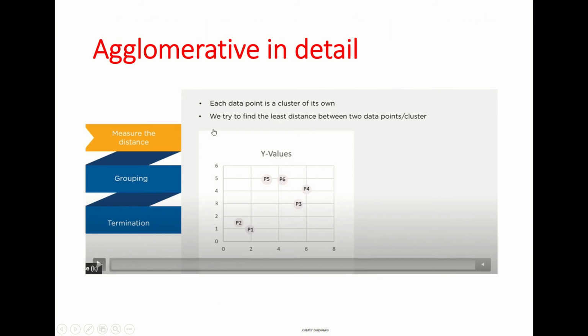So now this is an example of how the agglomerative basically works. You have various data points in a space. So you have an x-axis and y-axis, and all the items are there, and you have to measure the distance, you have to group them, you have to find out a termination condition to stop your operation. So this is what you will basically do here.